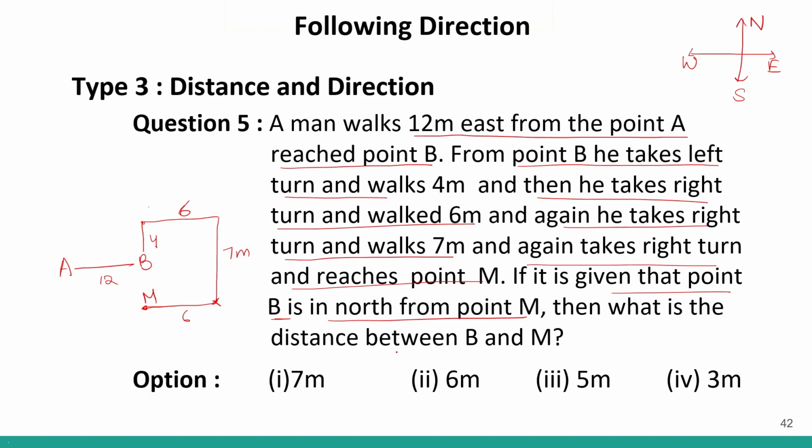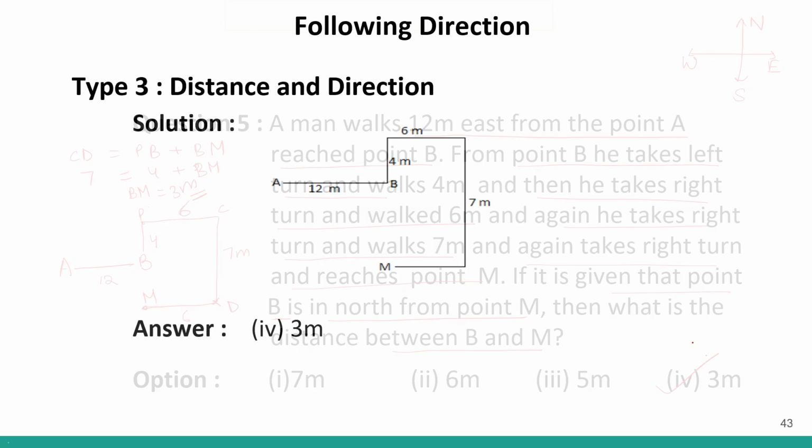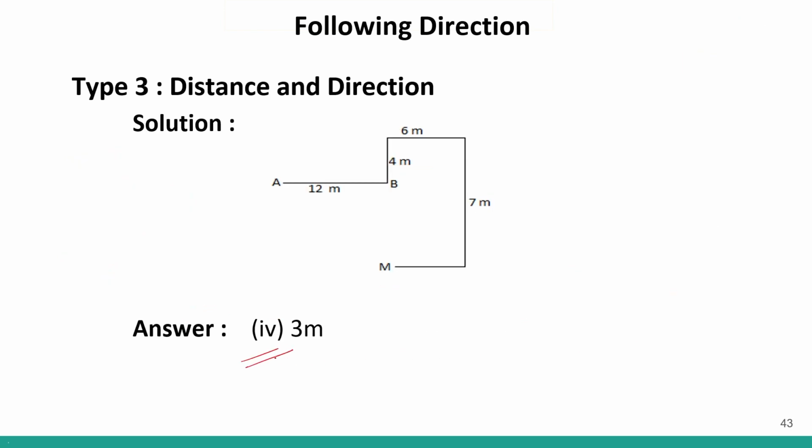Now we have to find the distance between B and M. So here very clearly, if I mark this as C, let's say, and I mark this as D, and this is, let's say, P. Just random names. CD will be equal to PB plus BM. This we know, this is 7. This we know is 4, and we have to find the distance between B and M. So the distance between B and M will be 3 meters, which is option number 4. So this is the answer.